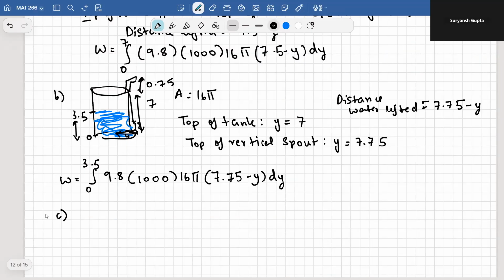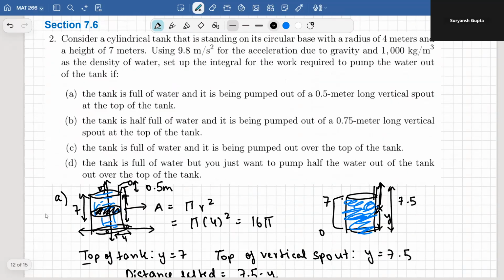Next, part C. Part C is saying the tank is full of water and it is being pumped out over the top of the tank.